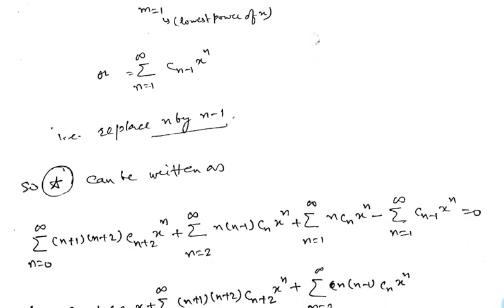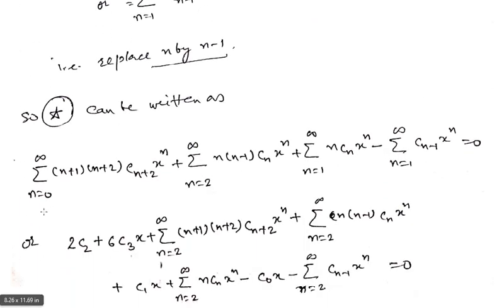Now we'll put both series in the previous equation, and it becomes this. This series is starting from 0 to infinity, and this one is running from 2 to infinity. It means that from this series, if we remove the terms n equals 0 and n equals 1, the remaining series will start from 2 to infinity. This one starts from 1 to infinity, so we remove the term for n equals 1, and the remaining terms can be written as a summation from n equals 2 to infinity. Similarly, from here we remove the term for n equals 1, and the remaining terms start from 2 to infinity.